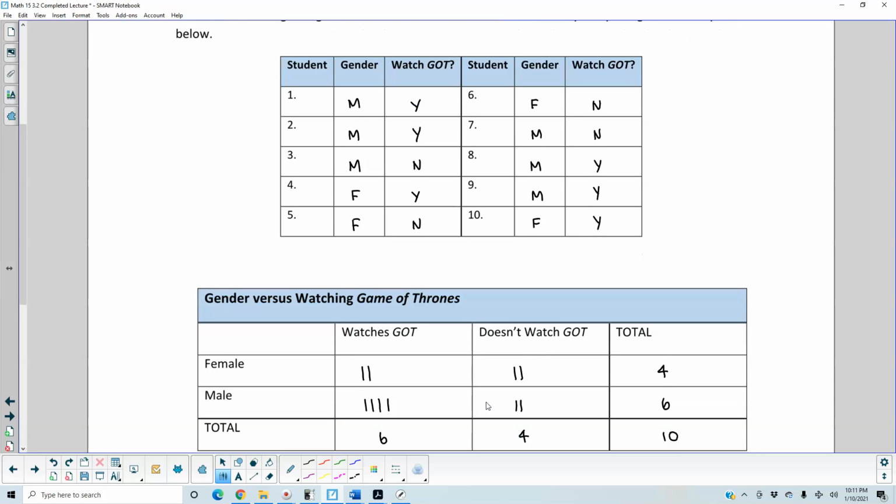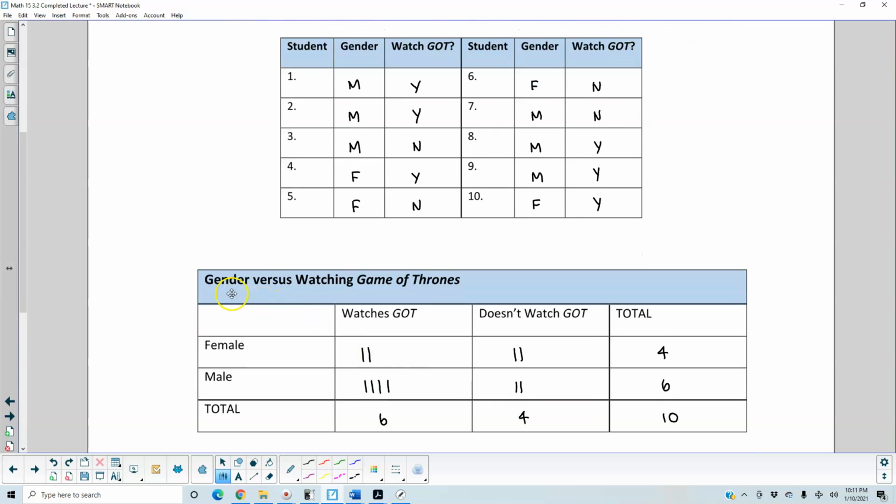here we're going to create a two-way table. So it says gender versus watching Game of Thrones. So over here we have two rows. The first row represents females, the second row represents male, and the last row represents total. The first column says watches Game of Thrones, the second column says doesn't watch Game of Thrones, and then the last column is the total across.